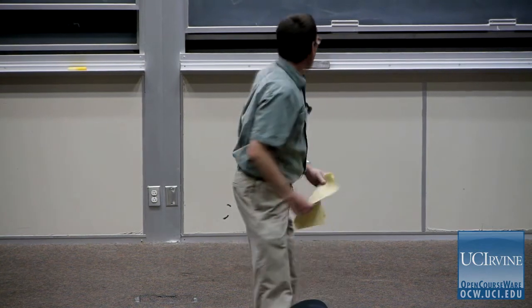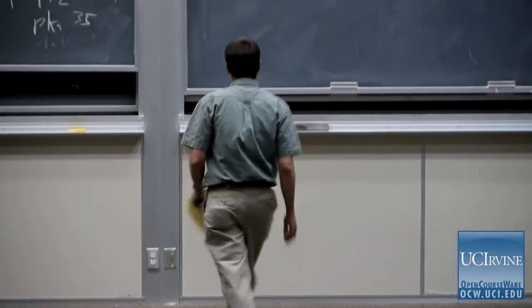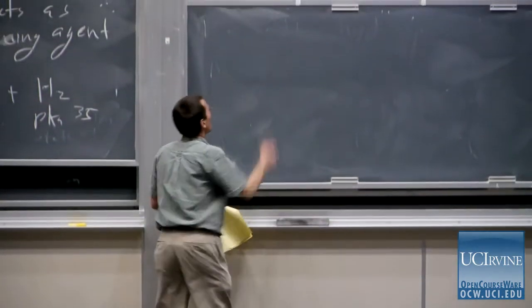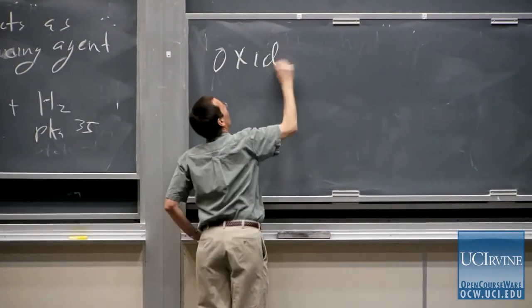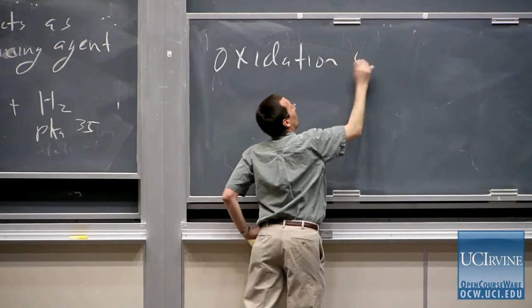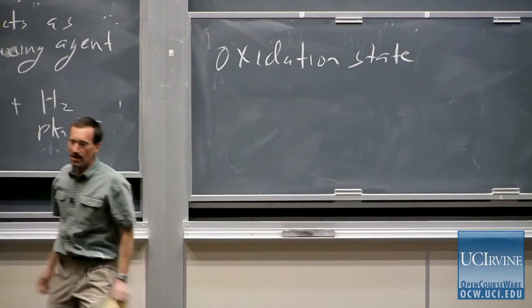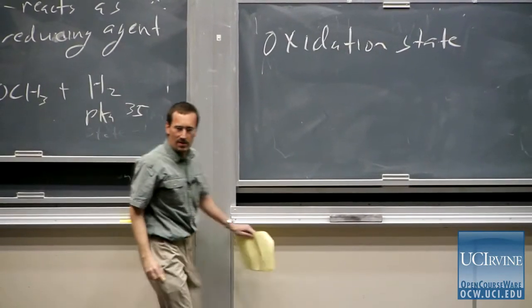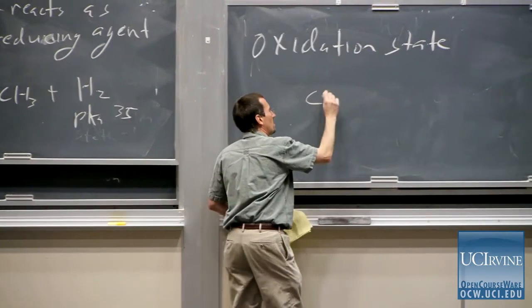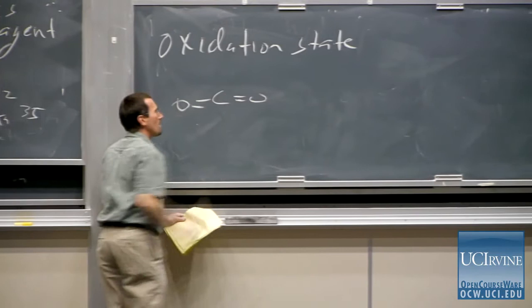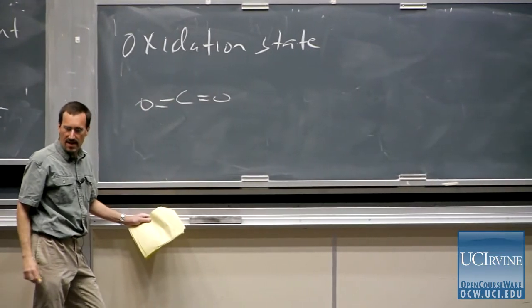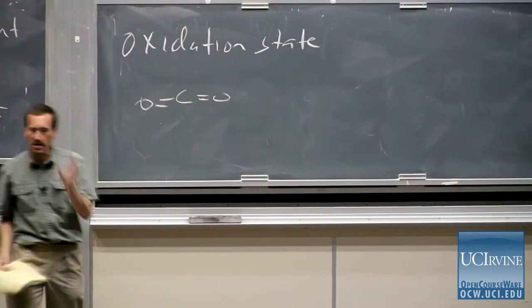How do you find oxidation state numbers? Okay, great question. All right, oxidation state. Let's take two examples here. We'll start with extreme examples: carbon dioxide and methane. Start with carbon dioxide.